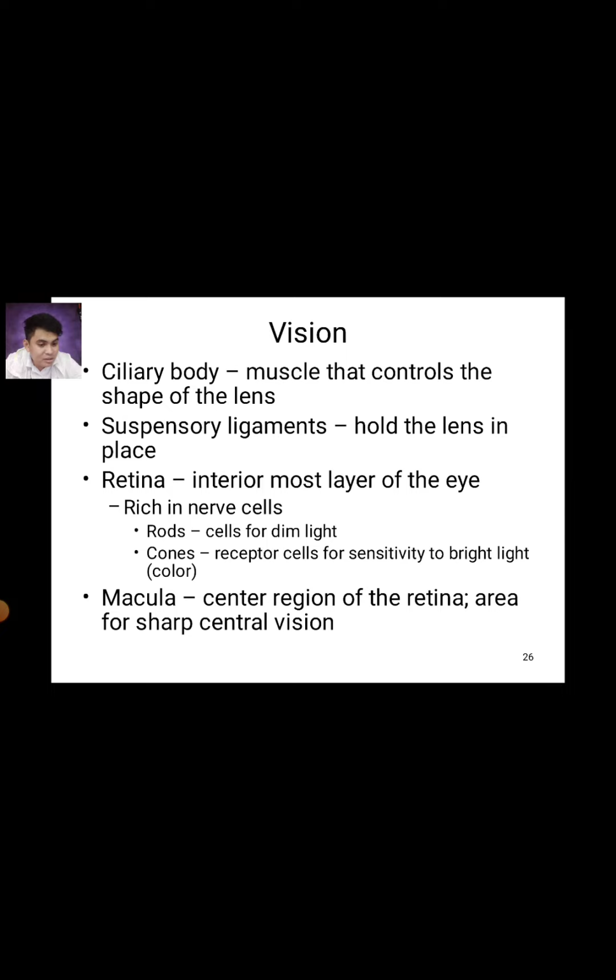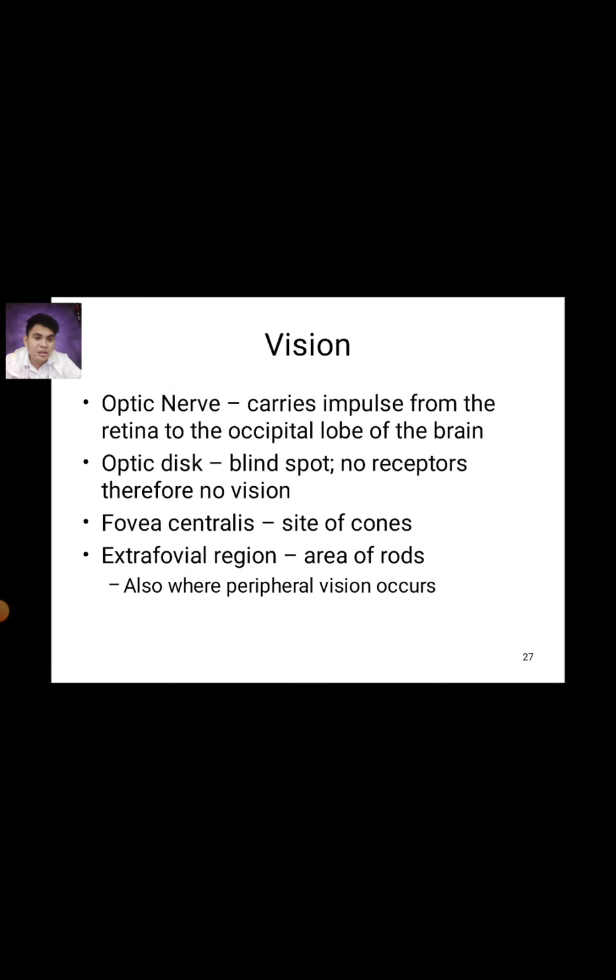Suspensory ligaments hold the eye in place. Retina, the innermost layer of the eye. The macula, the center region of the retina. The optic nerve carries the impulses from the retina to the occipital lobe of the brain. Optic disc, fovea centralis, extrafoveal region, the area of rods, also where peripheral vision occurs.